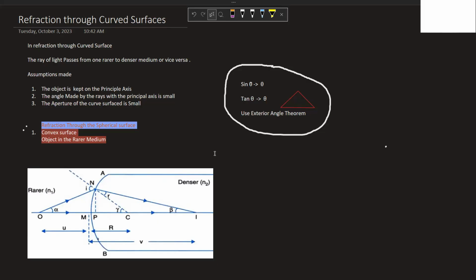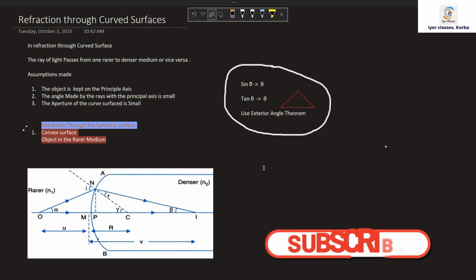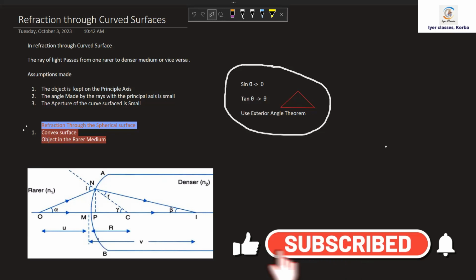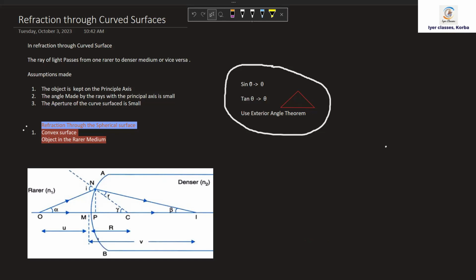So I'll start with the refraction through the curved surface, because in order to do the lens formula, we need to do this refraction through the curved surface, right? So what is a curved surface? I've drawn the diagram here for you, right?